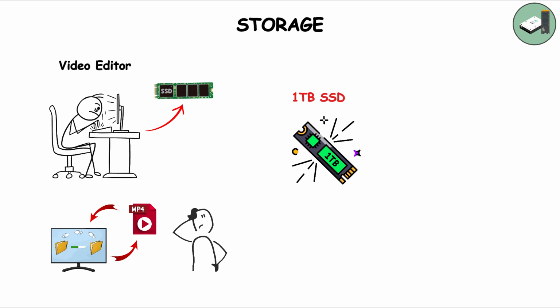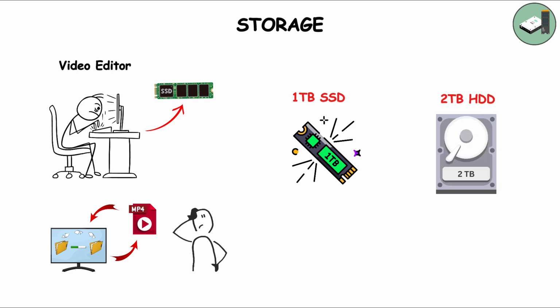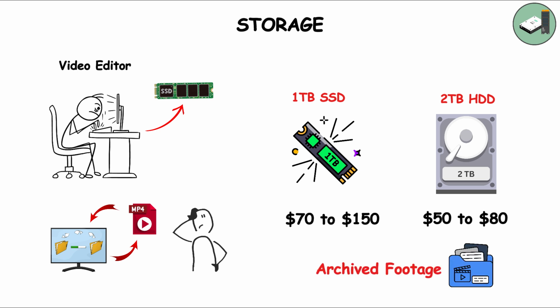A 1TB SSD is a good place to start for your active projects, and you can save those older projects on a bigger 2TB hard drive. You're looking at $70 to $150 for a decent 1TB SSD, and around $50 to $80 for a 2TB hard drive for all that archived footage.